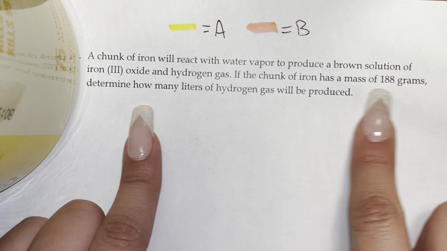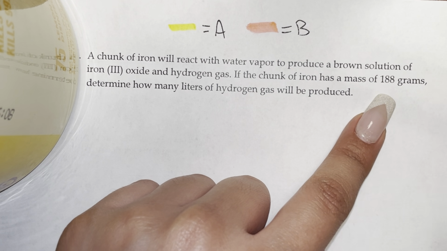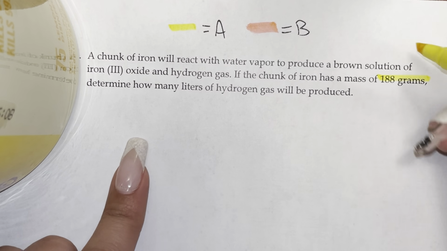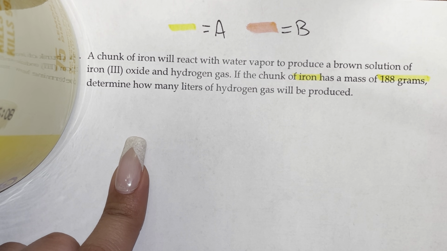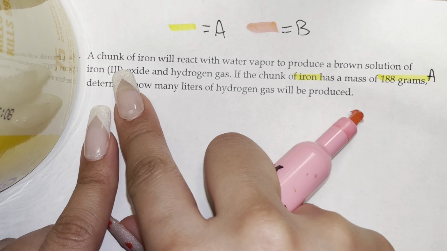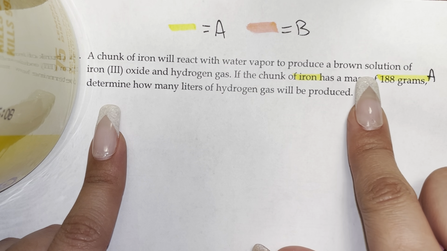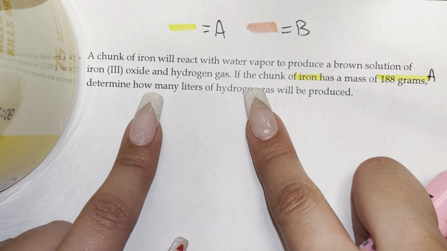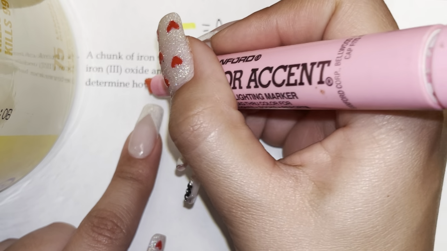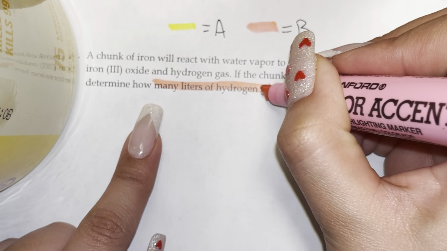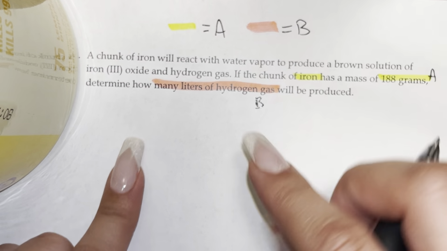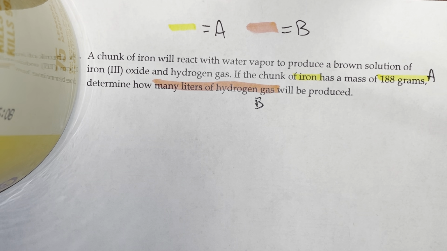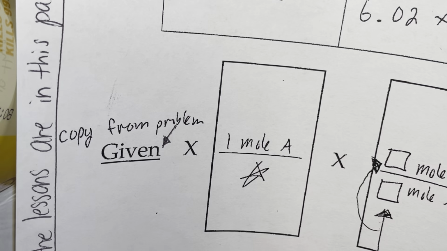All right. Here is my only givens. So that is my A, chunk of iron. Boom. All of that. That's my A. And I'm saying chunk of iron will react with water vapor to produce a brown solution of iron 3 oxide and hydrogen gas. How many liters of hydrogen gas will be produced? That is your B. That is what I'm asking for. So then you're going to go ahead and look at your setup from the first page. You're like, okay, given.